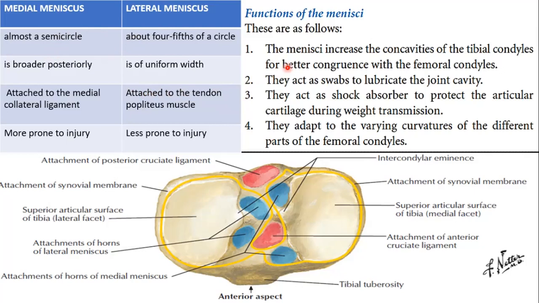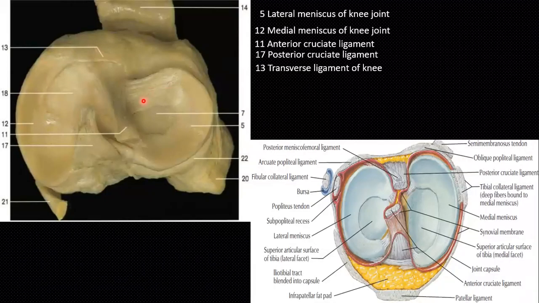Then functions. To summarize the functions, the knee menisci are important in shock absorption and weight transmission. They also have a proprioceptive function, and they also contribute to joint stability because they usually increase the concavity of the tibial condyles for better congruence with the femoral condyles. Now, here you can see that this one is forming 4/5 of a circle. So this must be your lateral meniscus. Then this semicircular one is the medial one.